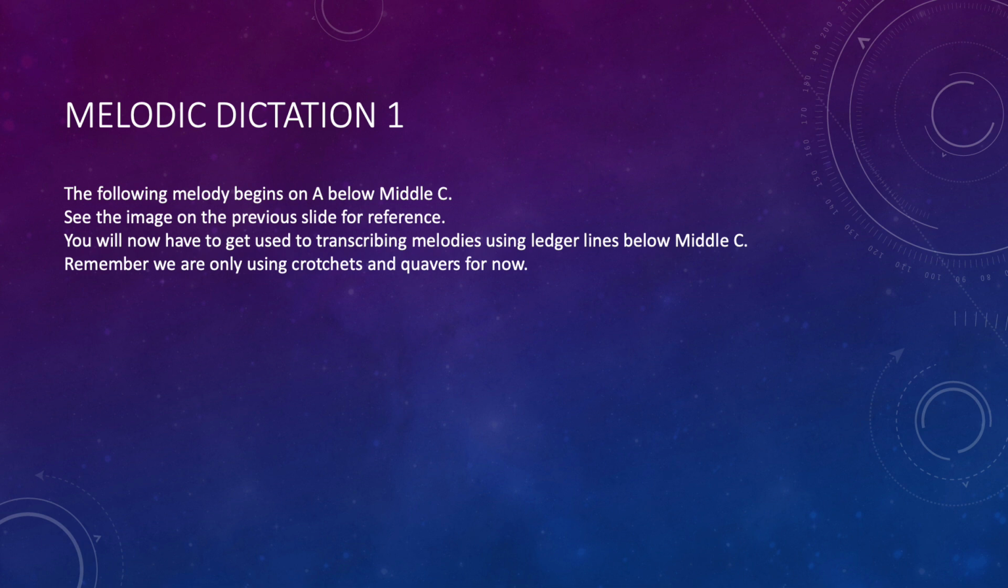Melodic Dictation number 1. The following melody begins on A below middle C. See the image on the previous slide for reference. You will now have to get used to transcribing melodies using ledger lines below middle C. Remember, we are only using crotchets and quavers for now.